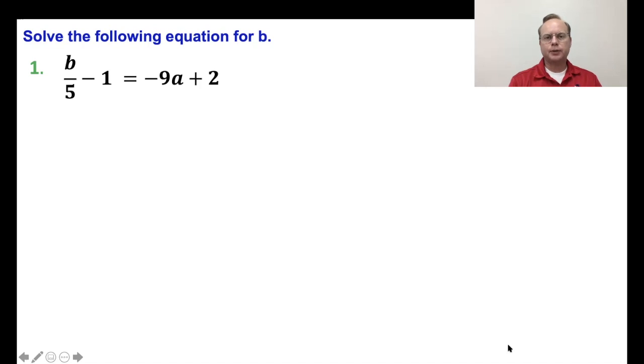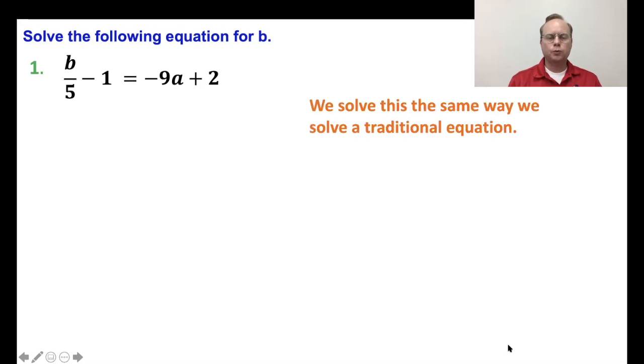So let's play around with this a little bit. Okay, so here's our problem. Just remember, when we're working through these, the same rules apply with traditional equations as they do with this one. In other words, if we add something, we must add it to both sides. If we subtract something, we must subtract it from both sides. Multiply, we've got to multiply both sides, and so on down the line.